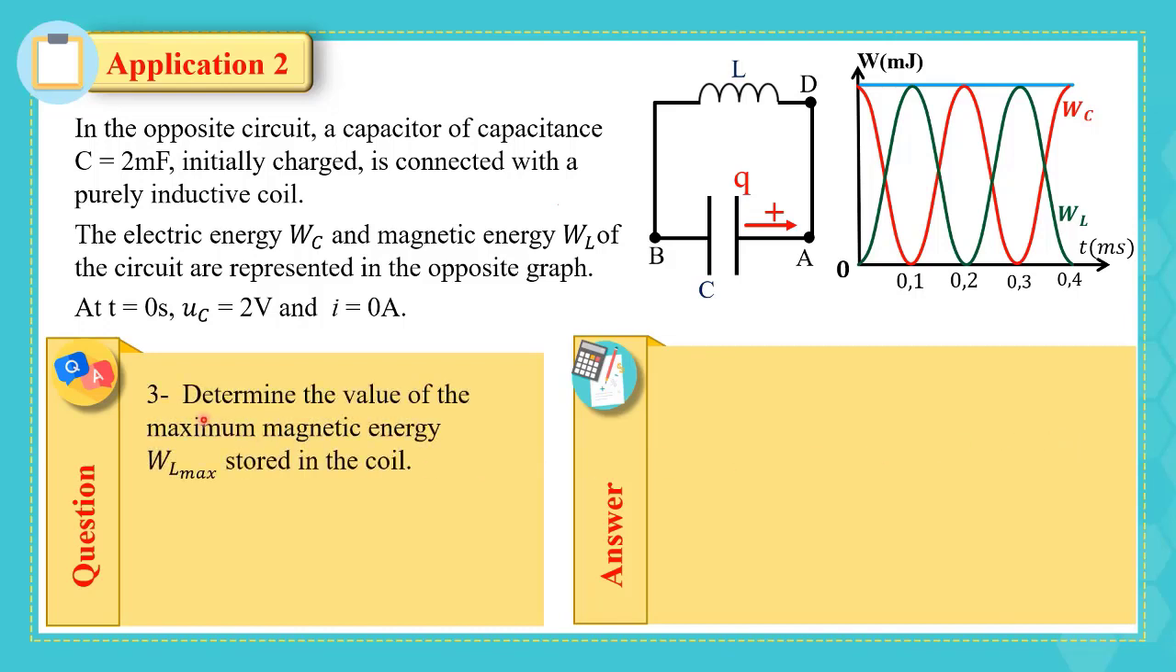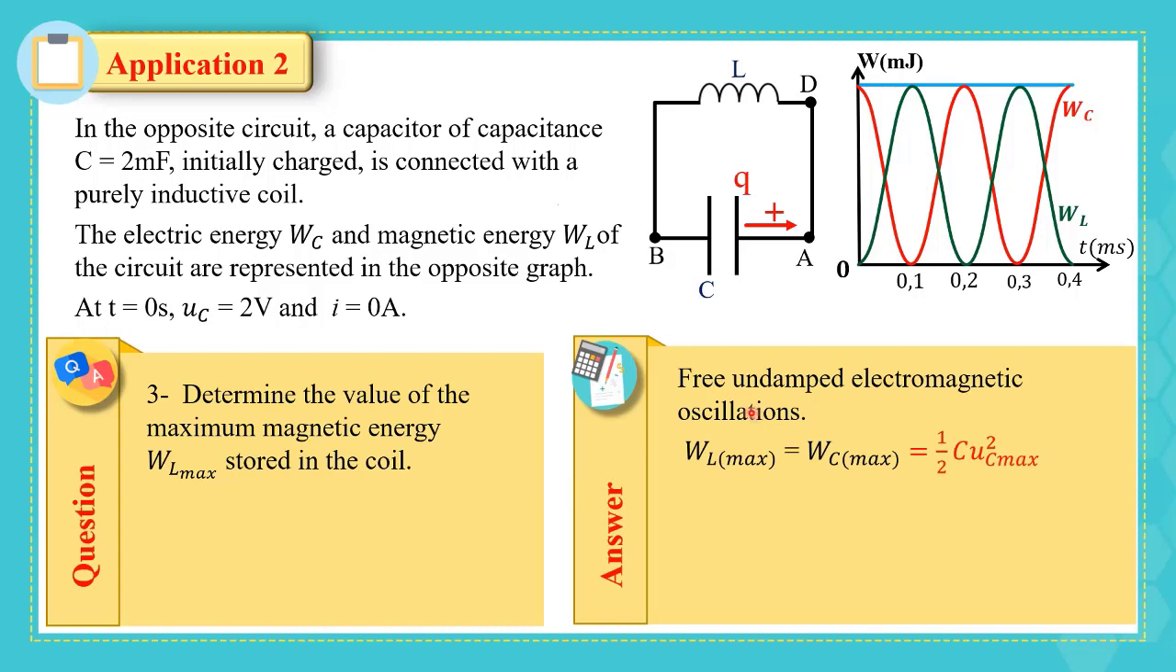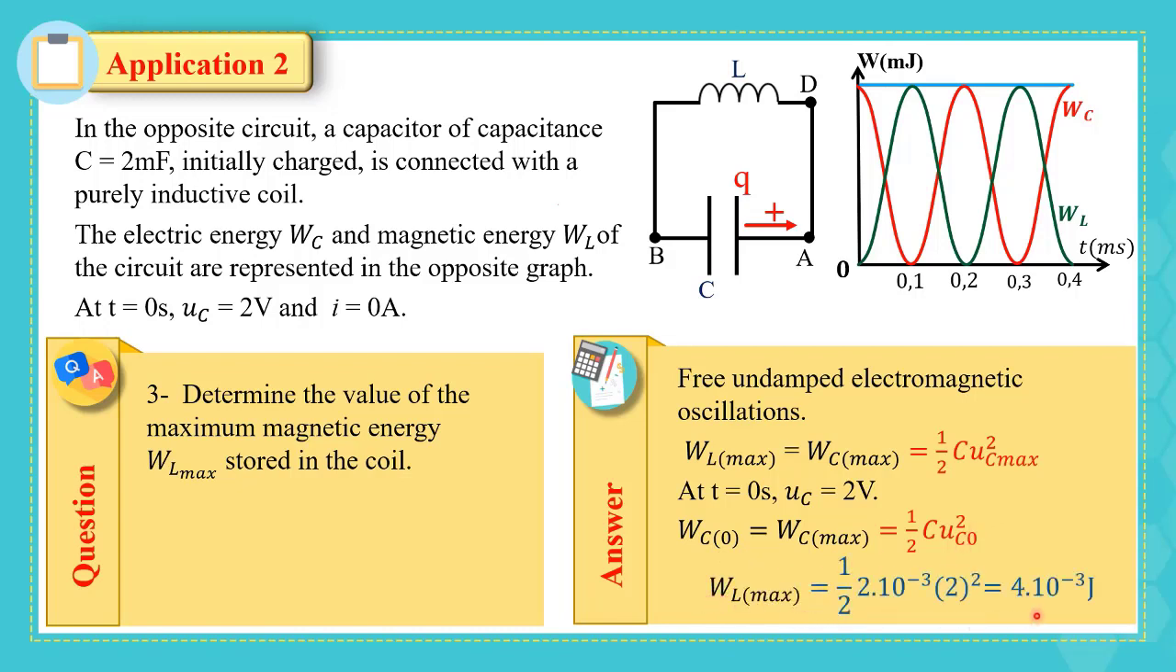Part 3. Determine the value of the maximum magnetic energy WL maximum stored in the coil. In the free undamped electromagnetic oscillation, we will have W magnetic maximum equal to W electric maximum, so it will be equal to half C U maximum squared across the capacitor. At t equals 0, UC equal 2 volt, so WC at t equals 0 equal WC maximum equal half C UC0 squared, and it will be equal to 4 times 10 to the power minus 3 joule.